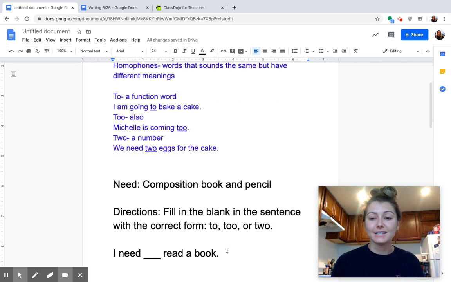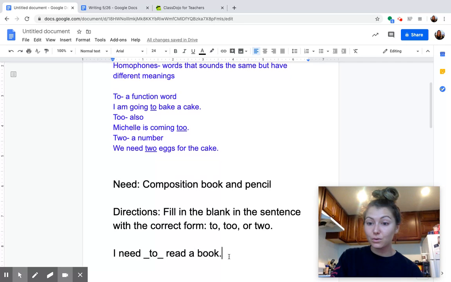Let's look at our first example. This one you're going to follow along with me as I think through and correctly pick the form of "to" that we're going to use here. So the sentence says, I need blank read a book. Well, I know that read is an action, and I need the form of "to" that's going to act as a function word, saying that I will read this book. I'm going to read a book. That means we need to use T-O. I need to read a book. You can go ahead and copy that down in your composition book.